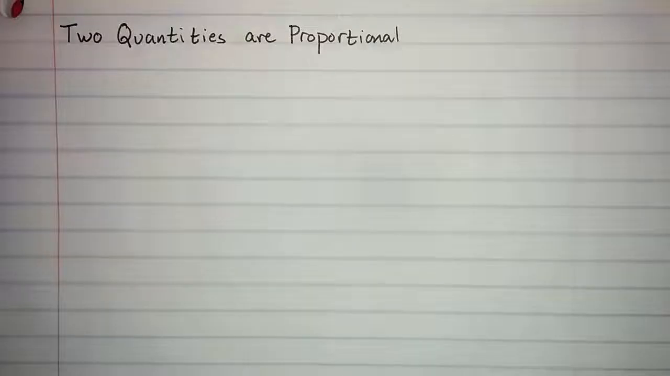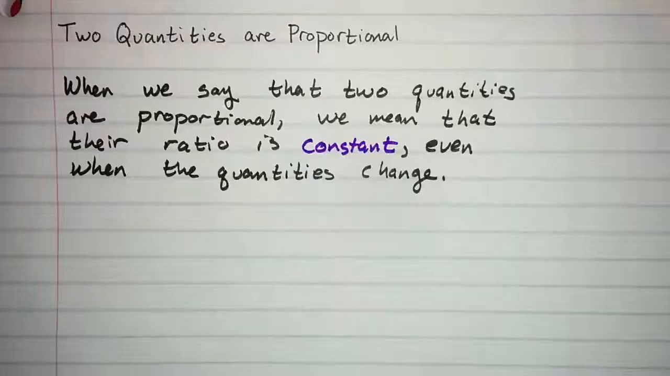What does it mean to say two quantities are proportional? When we say that two quantities are proportional, we mean that their ratio stays constant, even when the particular quantities change. So let me give you one commonly encountered example of proportional quantities.